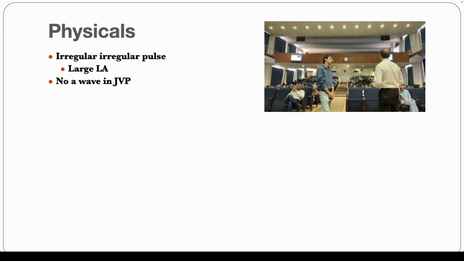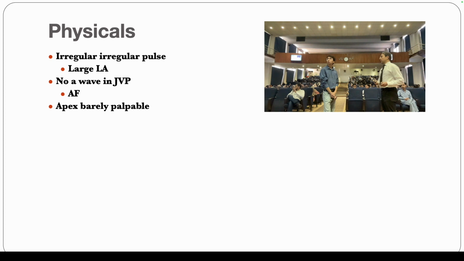If the A wave is absent in JVP, what does that mean? Why is the A wave produced? Because of the atrial contraction. So if the A wave is absent, the atrium is not contracting, indicating atrial fibrillation.